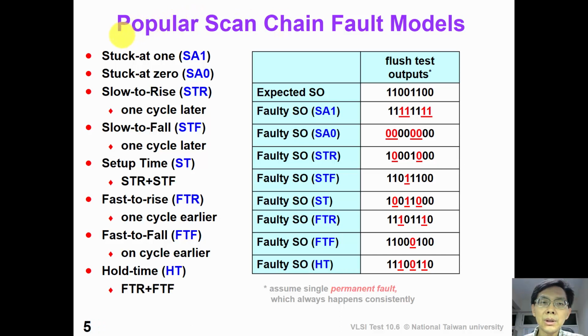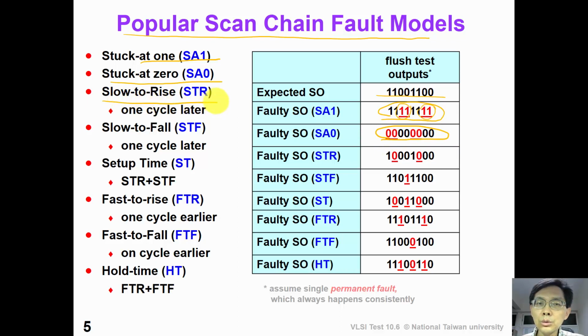This slide shows 8 popular scan chain fault models. Suppose we apply a 0011 alternating flush test. The good expected output should be like this. If we have a stuck-at-1 fault in the scan chain, then the output would be all 1s. Those mismatched bits are highlighted and underscored in red. Similarly, if we have a stuck-at-0 fault in the scan chain, the scan output would be all zeros.